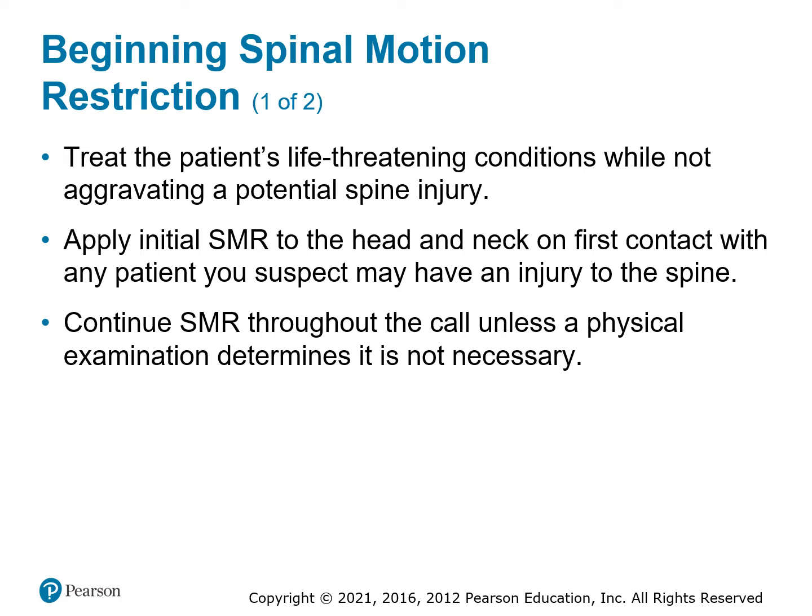The focus has to be on the life-threatening conditions, but you want to do it and try to prevent potential spine injury. But ultimately, if you have to put a tourniquet on, that's going to be more important than if they end up paralyzed. So that's one thing to keep in mind. You're going to apply that initial spinal motion restriction to the head and neck on first contact when you suspect they may have that injury. And then once you perform the assessment, you can always change gears a little bit.